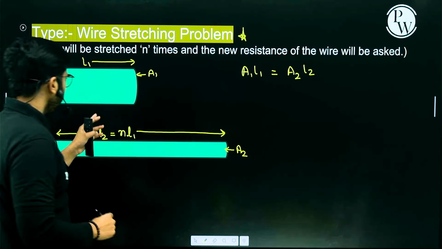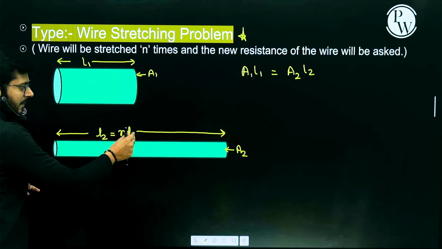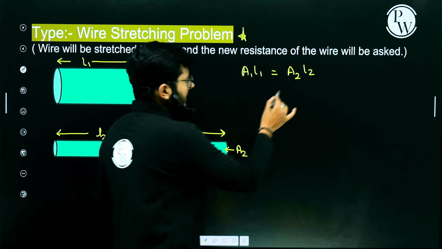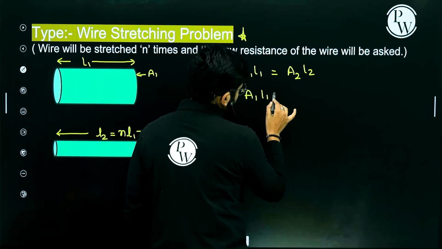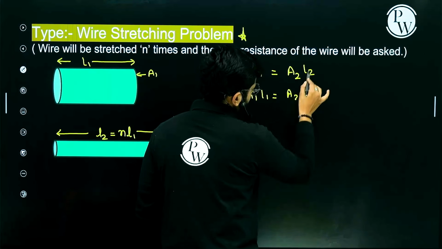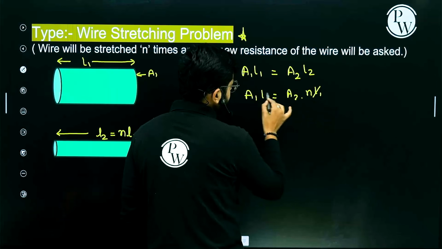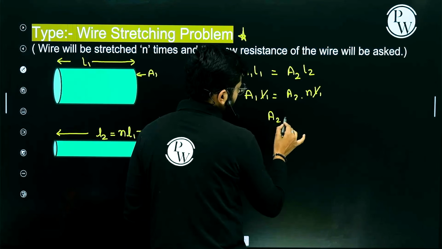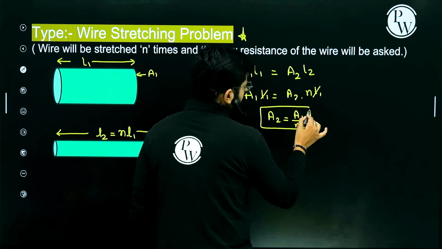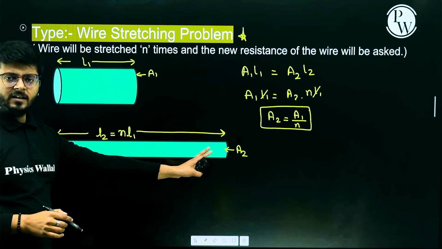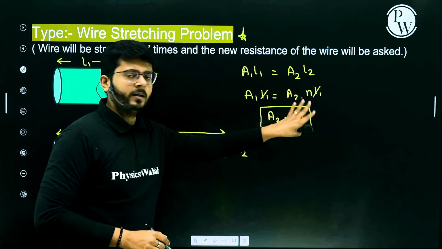Now you are saying that the length has been increased to n times the original length, right? So let's do that. L2 is n times the original length. So A1 L1 equals A2 times n L1. So clearly, I can say that A2 will be A1 upon n. So if you increase the length by n times, you see that the area of cross section will become 1 upon n times.